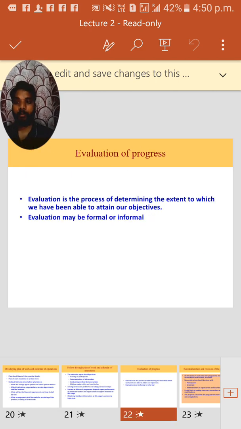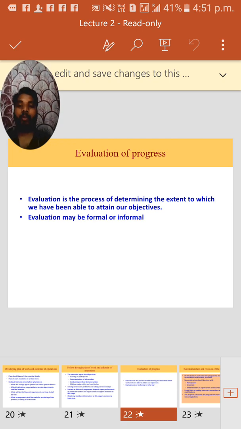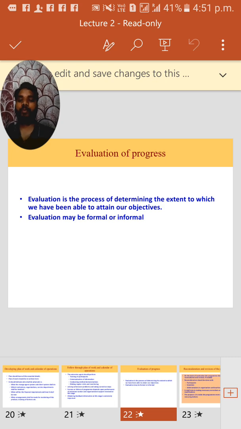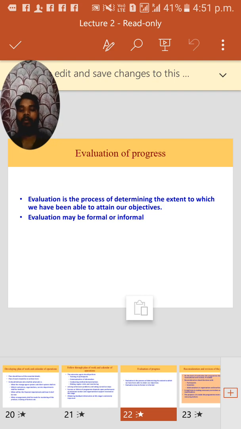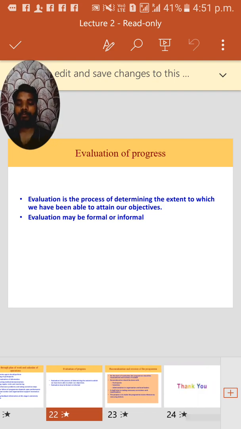Evaluation of progress. Without evaluation we can't judge the current condition and the progress, so it needs to be evaluated. On the basis of the project, there are different types of evaluation, and you can implement them on the basis of your requirement. Evaluation is the process of determining the extent to which we have been able to attain our objective. After the evaluation we can check the assessment of the progress: what objectives have been achieved or not, what is going to be completed or not, and what has been left. So on the basis of evaluation we can reach that point.